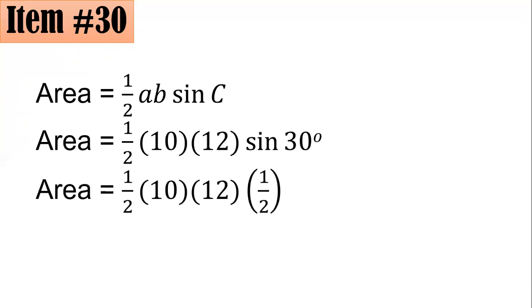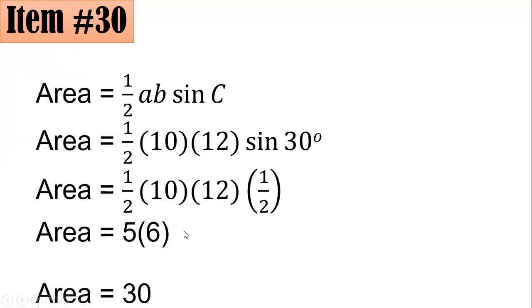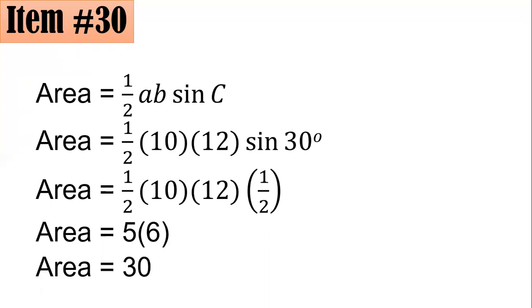And I believe that we know that the value of sine 30 is 1/2. Simplifying this expression now, we have 5 times 6. How come? Because 1/2 times 10 is 5, and 12 times 1/2 is 6. And 5 times 6 is 30 square units or square cm. Letter C is the correct answer. I hope you got this. All right.